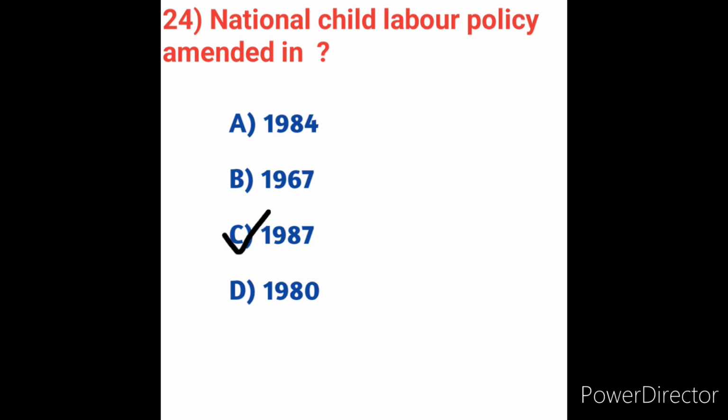So a child below 14 years should not do any employment or work till the age of 14 years. So here in option C, 1987 is the correct answer. The National Child Labour Policy was amended in 1987.